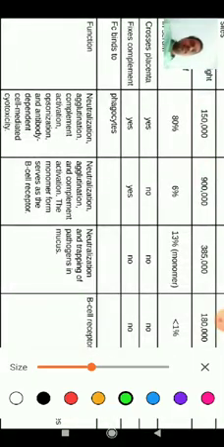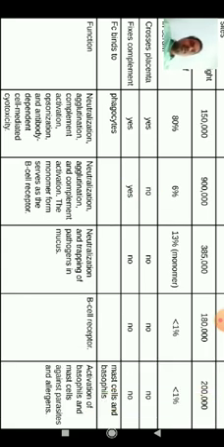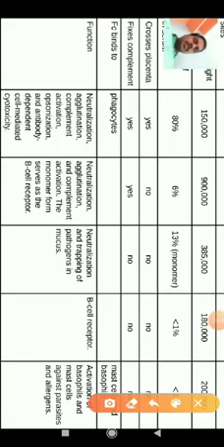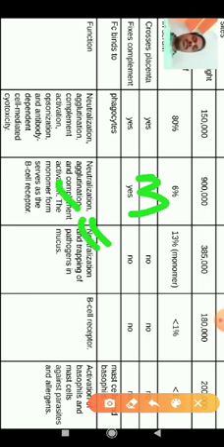IgM is very important. It has its own functions: neutralization, also agglutination, and also complement activation. It also participates in complement activation, and it acts as a B cell receptor also. So these are the main functions of IgM, and next one is IgA.